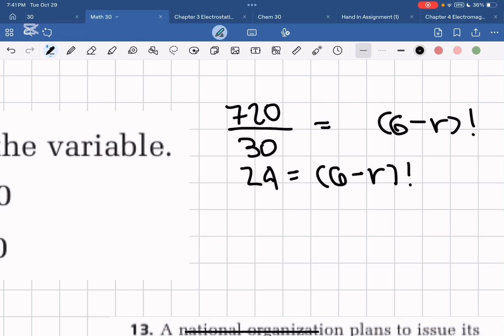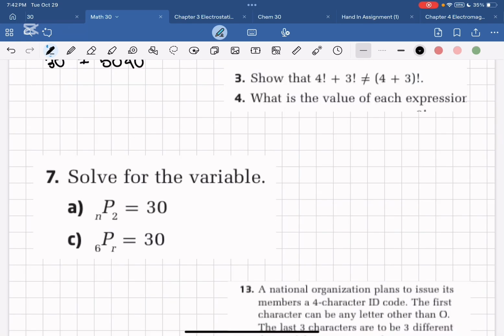To understand this, I would just figure out what r value can make the brackets equal 4. So r has to equal 2 in order for the brackets to equal 4. So 6 minus 2 factorial, 4 factorial, is equal to 24. Okay, 7a, where we're solving for n.